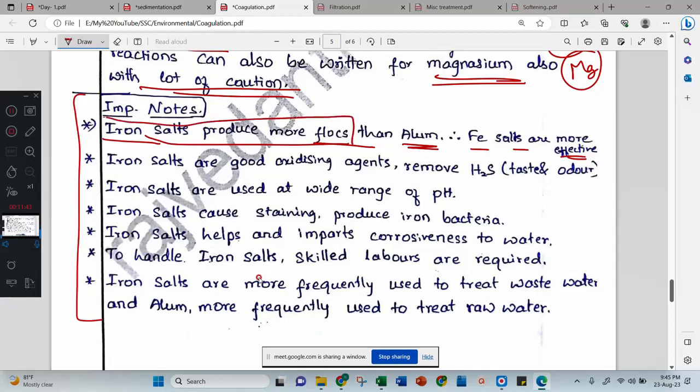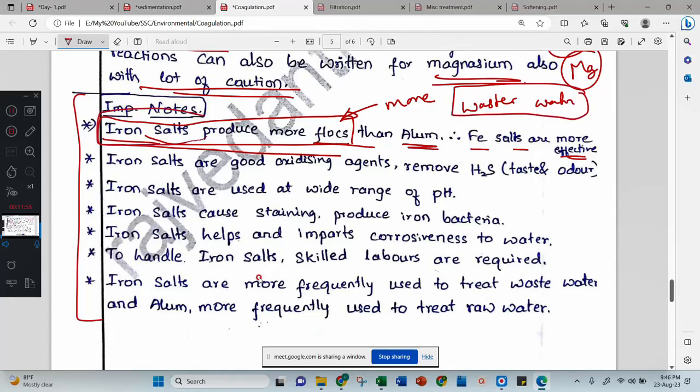Why do you want more floc? If you have more turbidity, means what? Wastewater. If you want to do wastewater treatment, then use iron salts. What are these iron salts? Copperas, or chlorinated copperas, or plain copperas, that you will use. Iron salts are a very good oxidizing agent. Removes H2S, taste and odor.